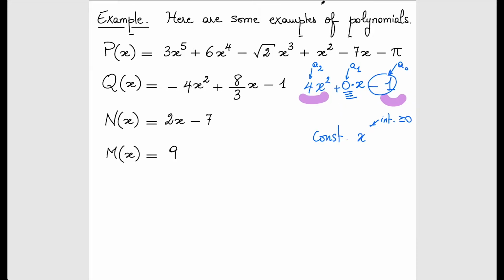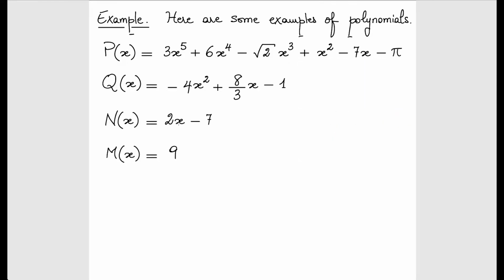Okay. All right. And in the third one, n of x, this is of degree 1. We discussed this before. And m of x, this is a constant, which means of degree 0, right? Because you can think about 9, as we said before, as x to power 0. So this is a polynomial of degree 0. Okay? So polynomials are a generalization of numbers because numbers are particular cases of polynomials.